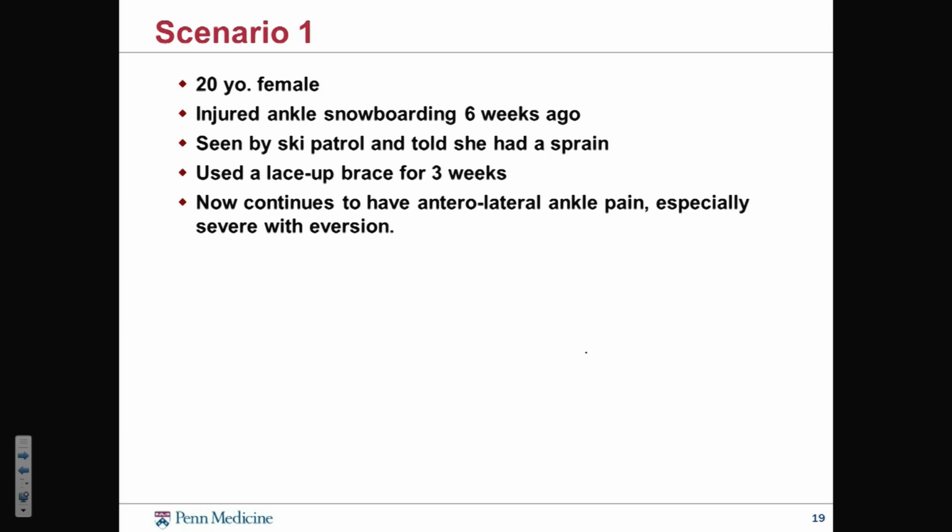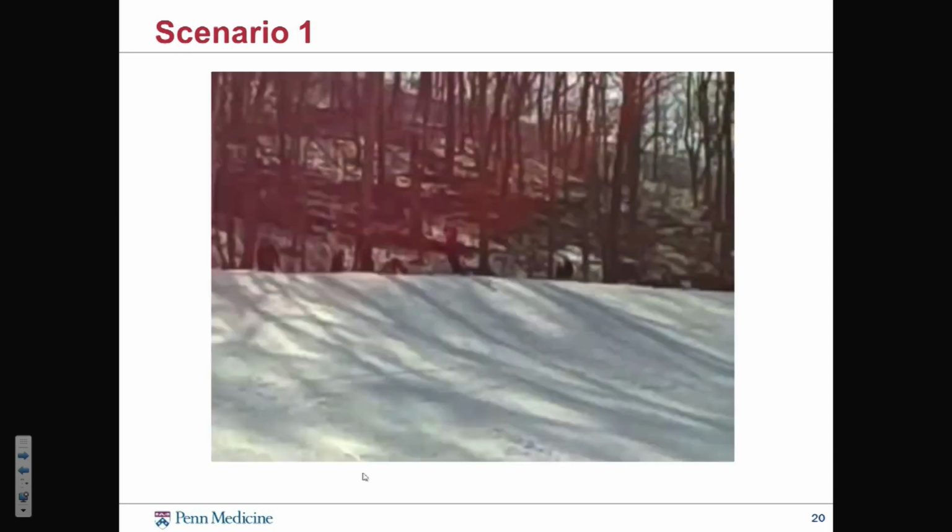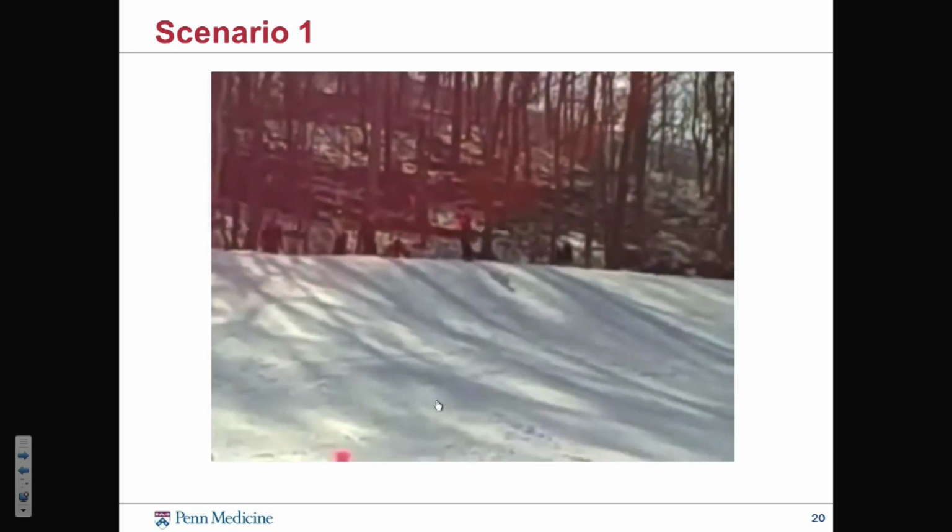these potential injuries. So scenario number one is a 20-year-old female. She injured her ankle snowboarding about 6 weeks ago. She was seen by the ski patrol on the hill, told that she just had a sprain. She used a lace-up ankle brace for a couple of weeks, but really continues to have a lot of pain, especially along the anterolateral aspect of the ankle, and especially when the ankle is really everted and rolled out to the side.